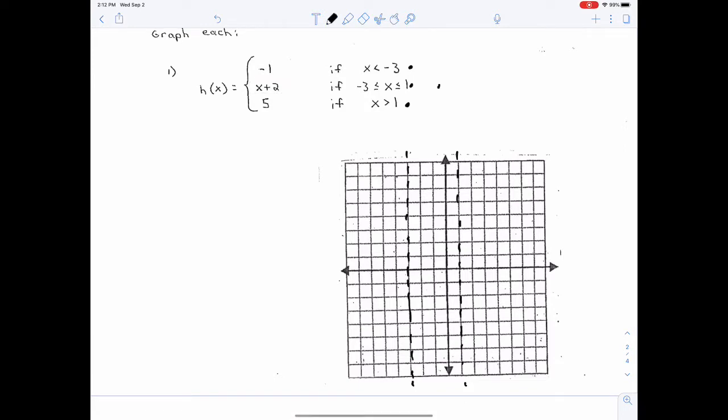It's got a slope of 1 and a y-intercept of 0, 2. So I'm going to go to a y-intercept of 0, 2 and a slope of down 1 and over 1. Now notice this graph does contain the x values of negative 3 and 1. So I'm going to go down 1 and over 1. I'm going to draw the line.